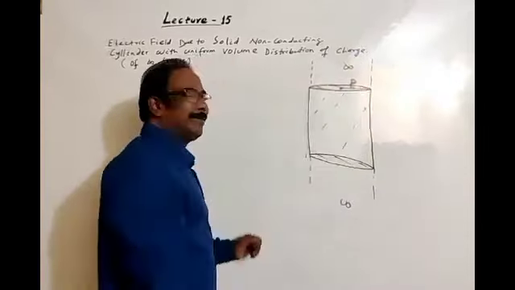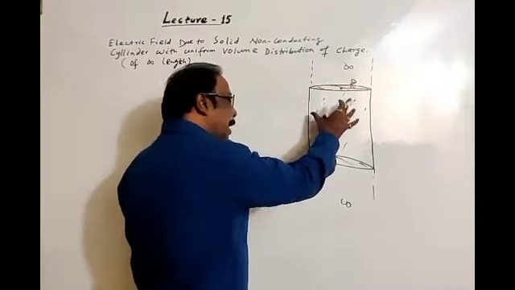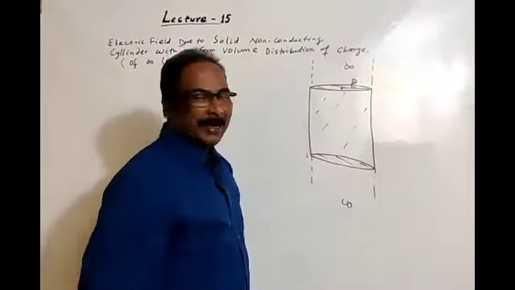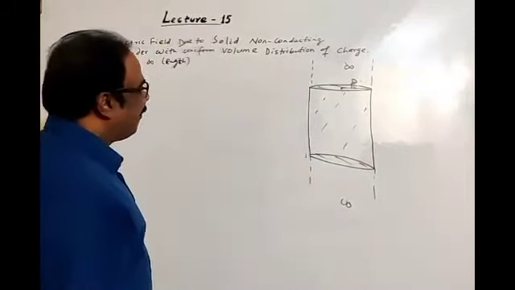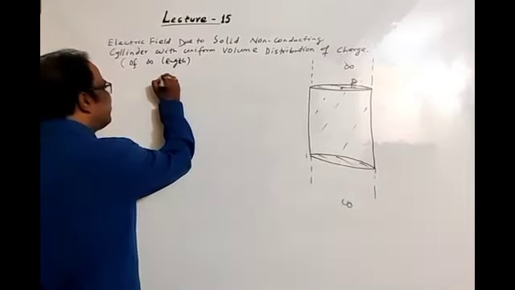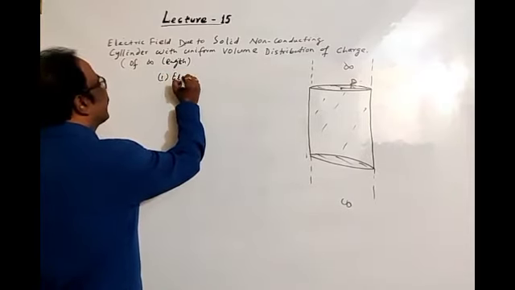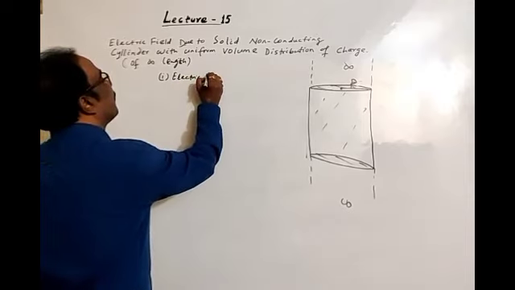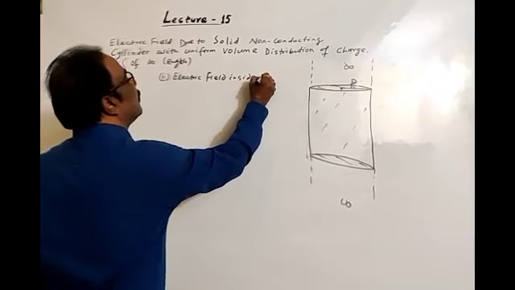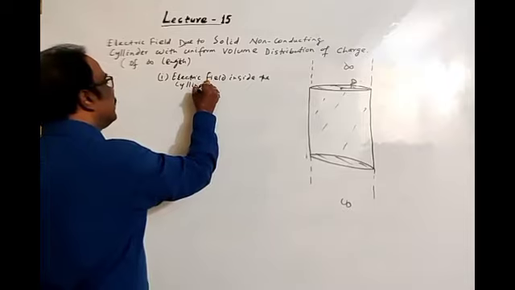Of infinite length. Okay, so we have considered a part of the cylinder, meaning the length is infinite, and we have considered a part of it. Okay, then, as in the previous case, let's find the electric field inside the cylinder.